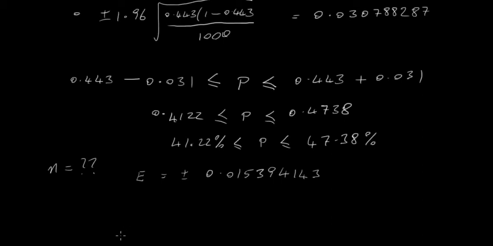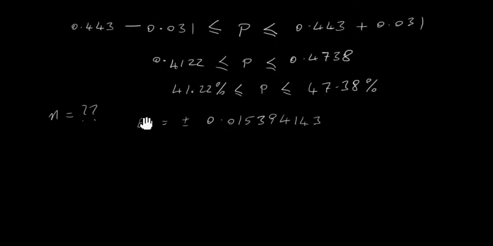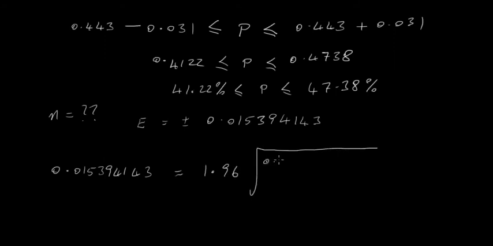Okay, so what we're actually going to do here is just write down the equation first of all. Now this is our margin of error, so we're going to write down 0.015394143. I probably don't need this many decimal places, but we'll do it anyway. Now that's going to be 1.96 times the square root of 0.443 times 1 minus 0.443 all over n.